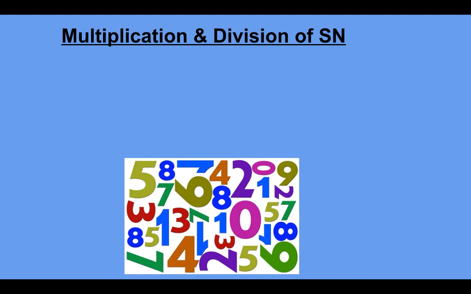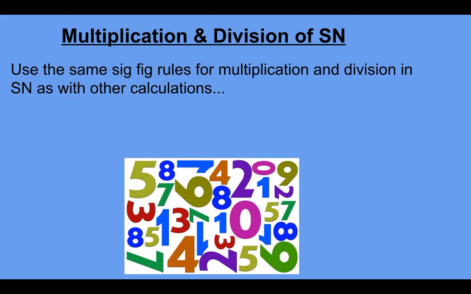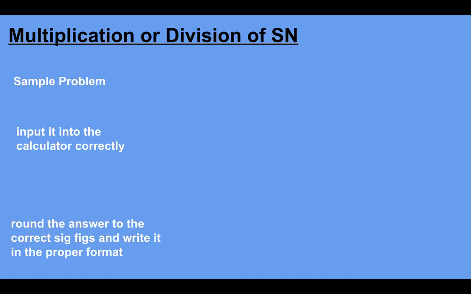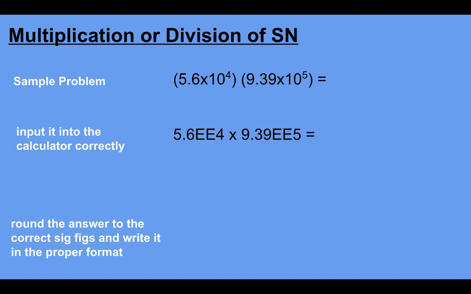So now we're going to try our hand at multiplication and division of scientific notation. And yes, sig figs play a role here too. But it's the same rule that you've always been using, in that you round your answer to the least number of sig figs that you have in your original equation. So let's try one. Here's a sample problem. Write this down in your notebook. 5.6 times 10 to the 4th times 9.39 times 10 to the 5th.